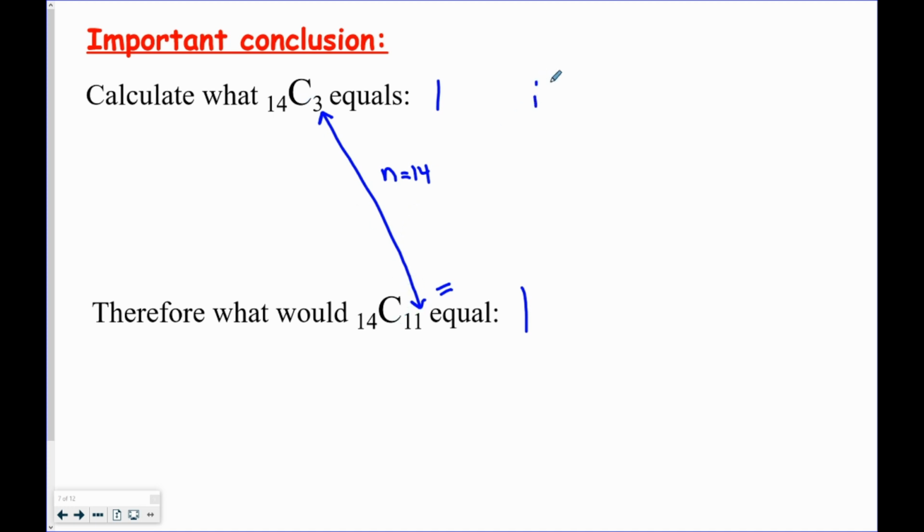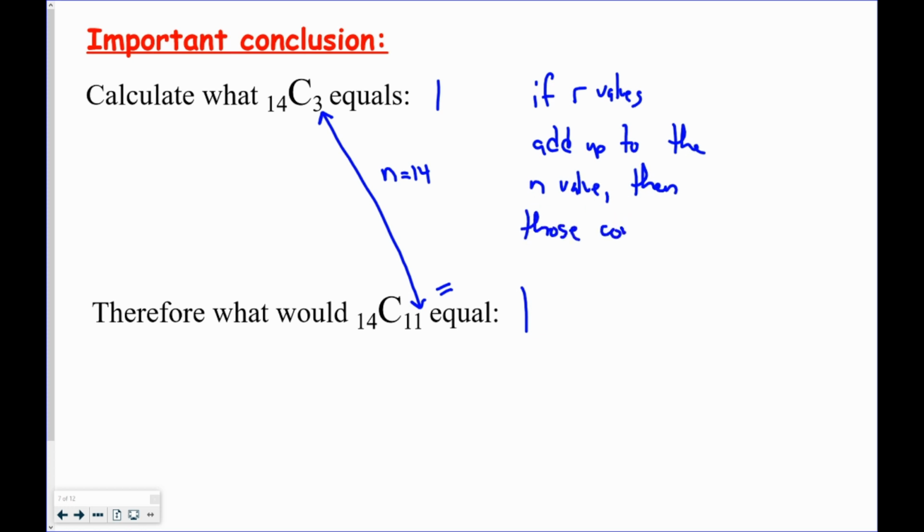Okay, so if r values add up to the n value, then those combinations, so I'm just going to put combs, are the same value. So that would be sort of the conclusion to write down.